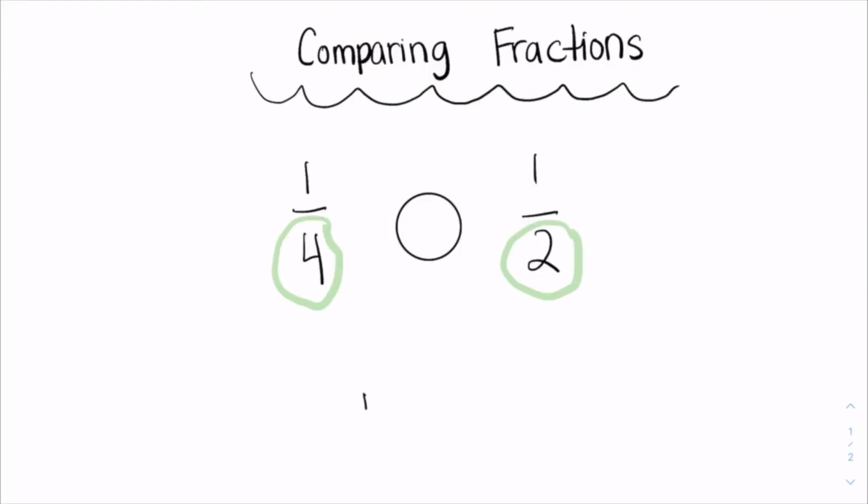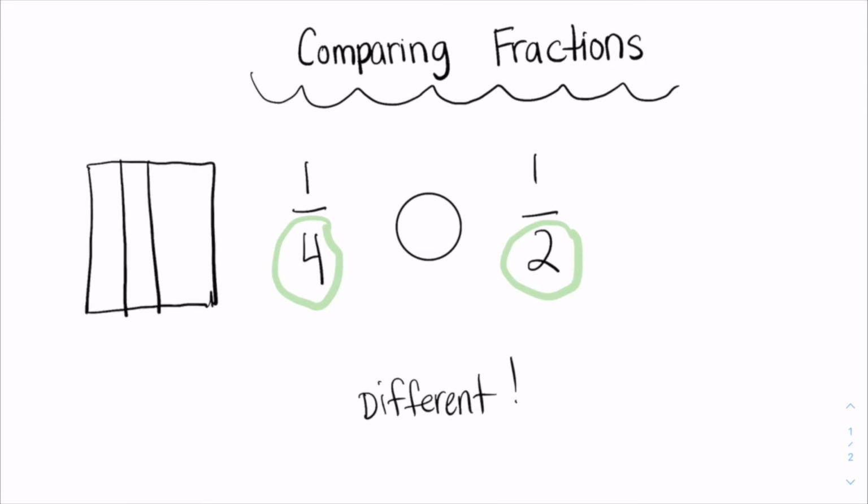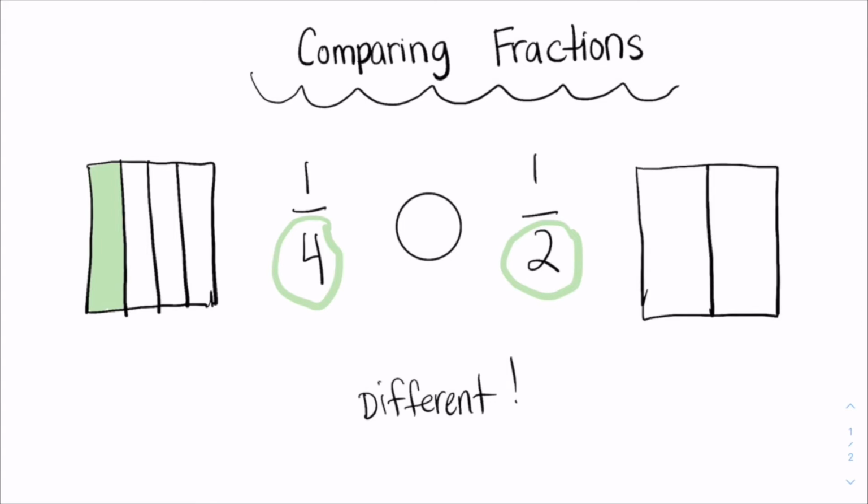So to draw this, you first look at the denominators and you notice that it's different, but that's okay. We're still going to draw out our fractions. So you're going to go ahead and make your square, 3 lines, shade in 1/4. Same thing, draw out your square, make 1 line, and shade in 1/2 of it. So our answer is 1/4 is less than 1/2.